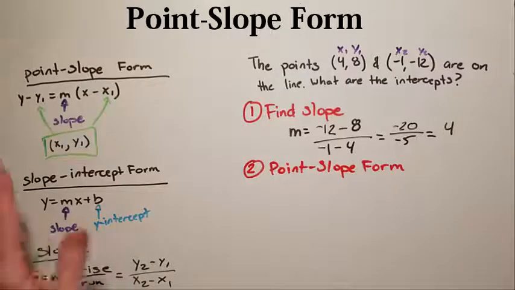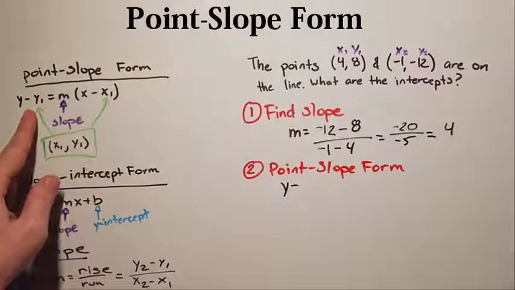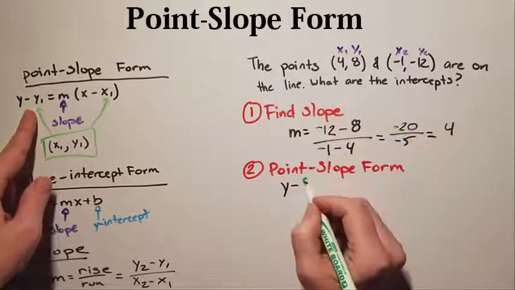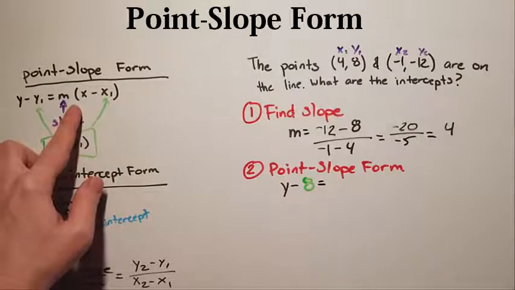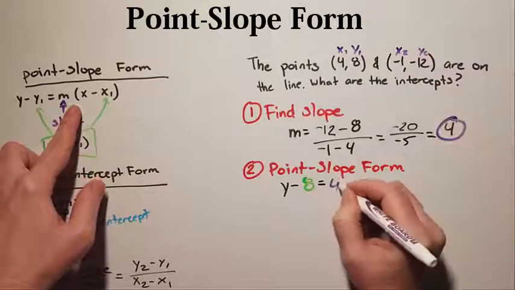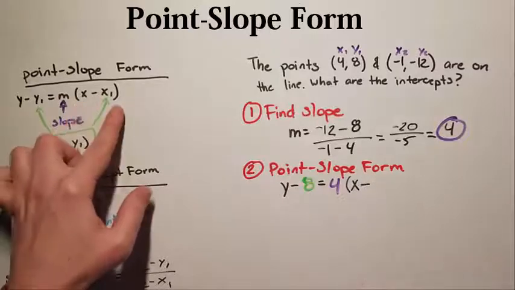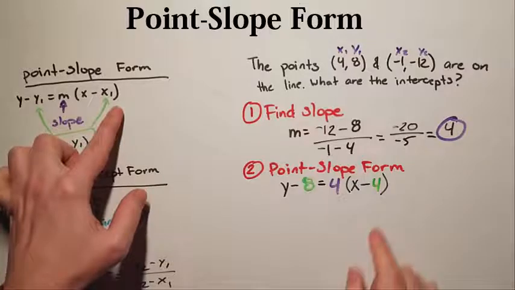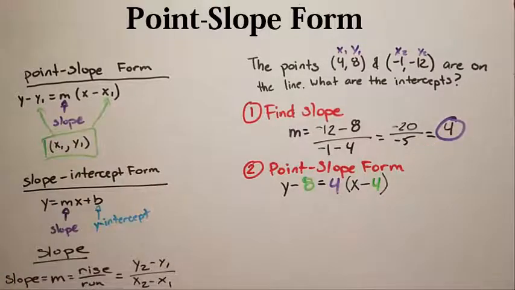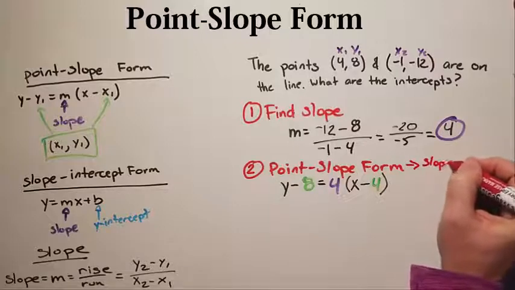So point-slope form, the rule is y minus, I need a y1. So here's my y1, it is 8. The rule is to equal. I need a slope. Well, I just discovered my slope. My slope is 4. The rule is parenthesis, plain old x minus, I need an x1. My x1 is 4. Somehow I need to find intercepts from this. I'm going to go from point-slope form, and now I'm going to change this into slope-intercept.